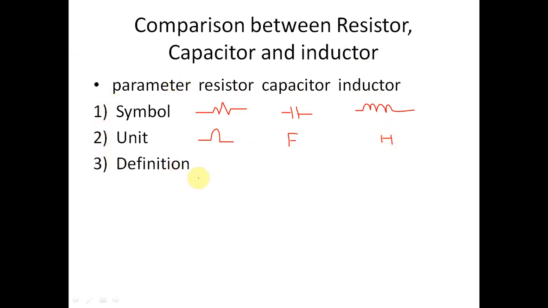Definition. What is the definition of resistors? We already studied in the first lecture. Resistor is a passive component which has the ability to oppose flow of current.